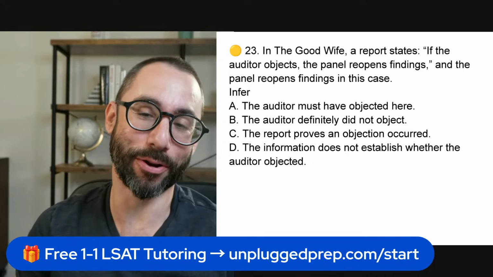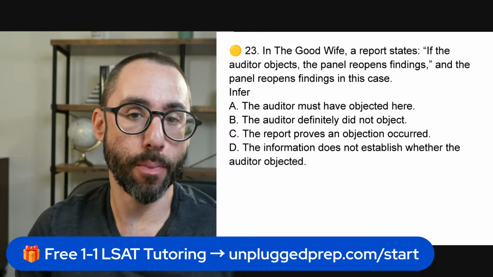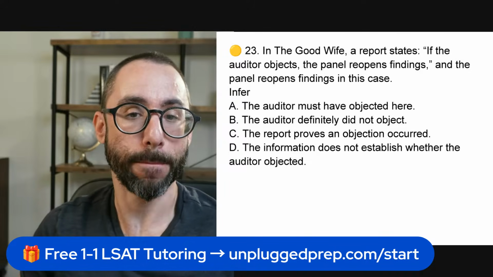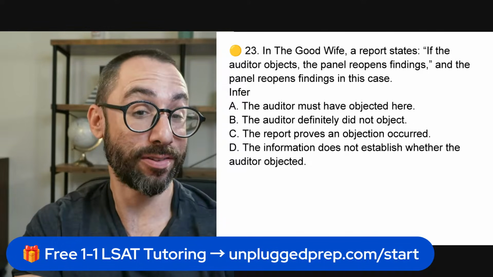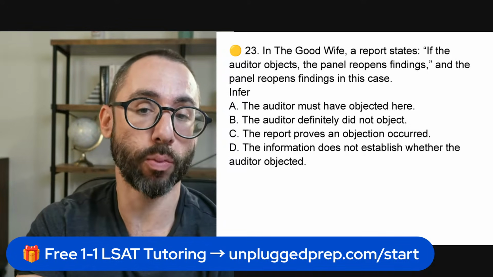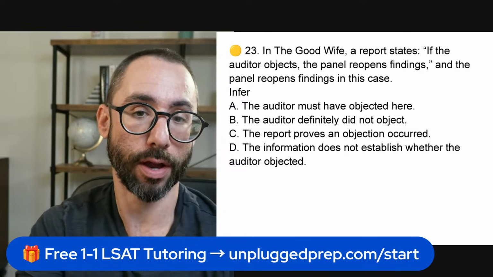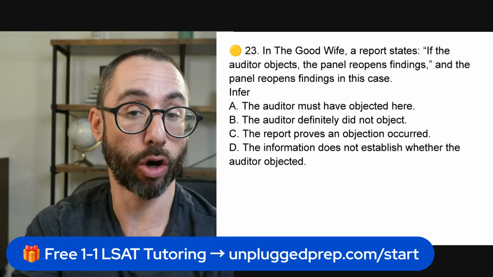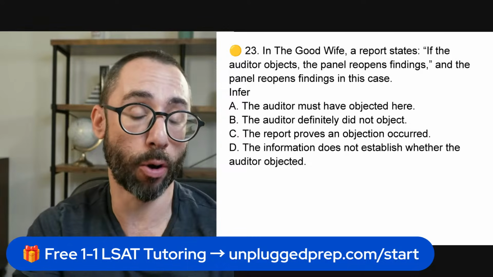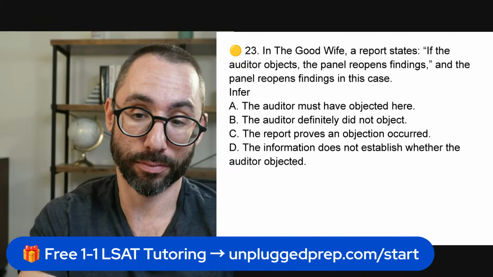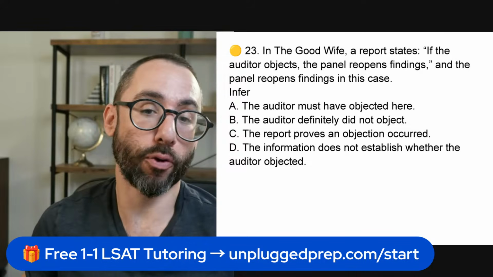Getting a little bit trickier here. So, we have here, if the auditor objects, the panel reopens findings. We have a conditional. Then we have a concrete statement, the panel reopens findings. In the previous examples, the concrete statement was the activation of the sufficient, the part before the arrow, the if statement. Now, they're giving us as a concrete variable, the panel reopens findings. That is the necessary condition, the part after the arrow, and that does not tell us anything. It's a trick. So the panel reopens findings means we cannot infer anything else from that statement.